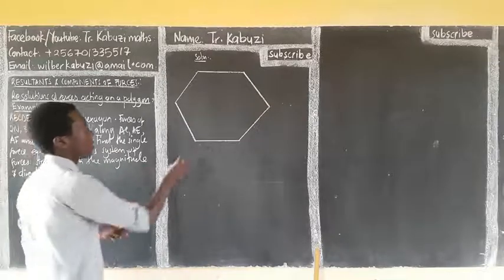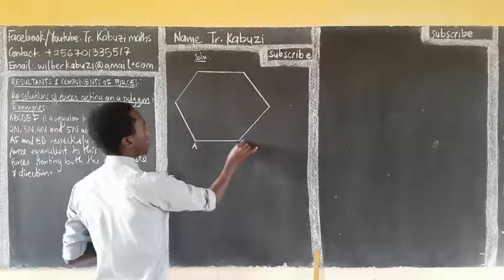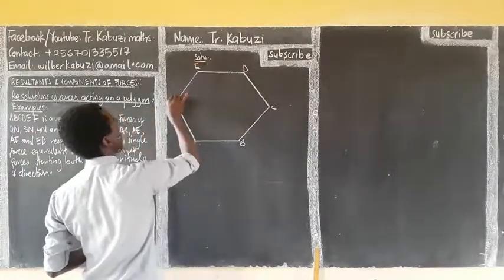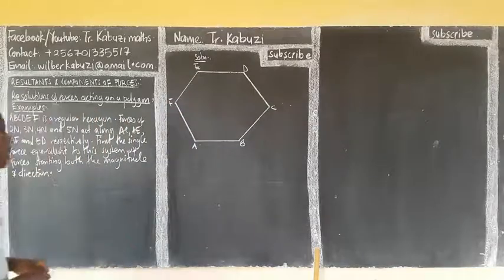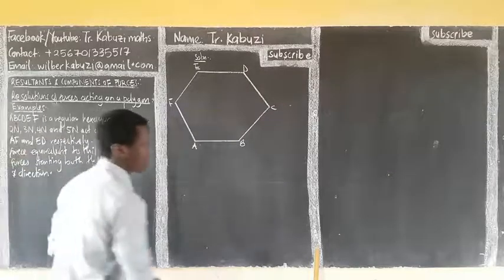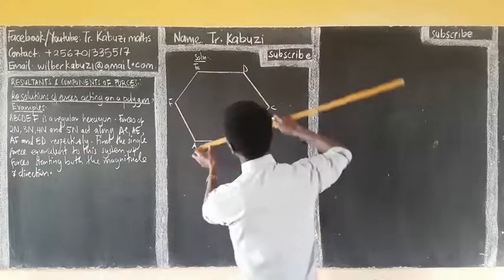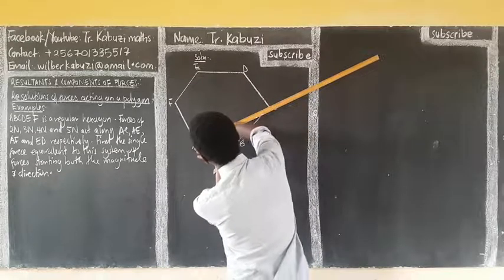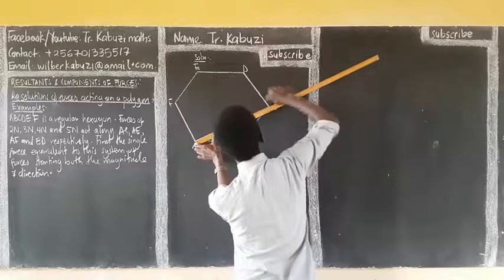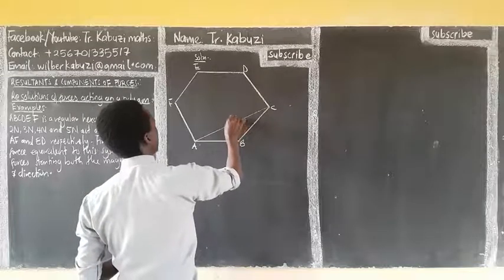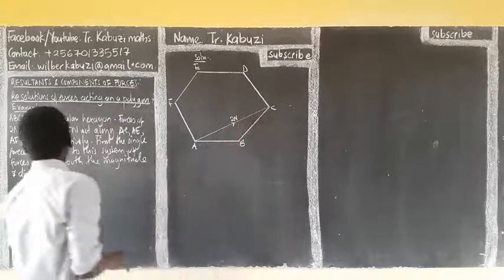So if I call this one A, B, C, D, E, and then F there. They are telling me that the forces of 2 newtons act along SC. Where is my SC? You get a ruler and then you join to SC. So this is going to be my SC. They are telling me these are 2 newtons, 2 newtons.